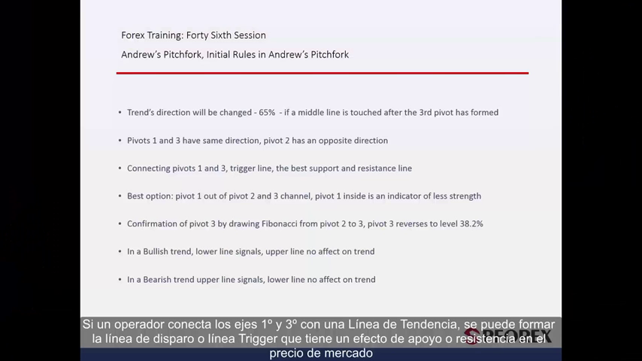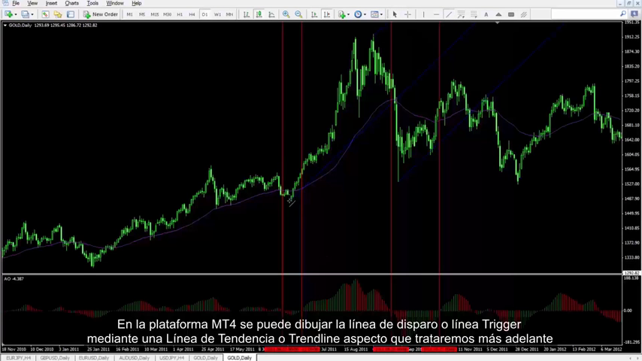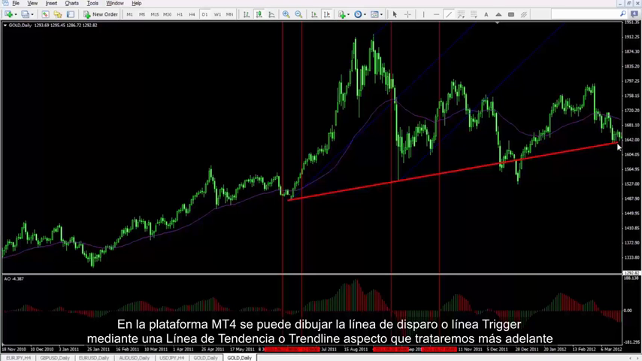If a trader connects the first and third pivots with a trend line, a trigger can be formed which has a support or resistance effect on the market price. On the MetaTrader 4 platform, a trigger line can be drawn by a trend line, which will be discussed later.